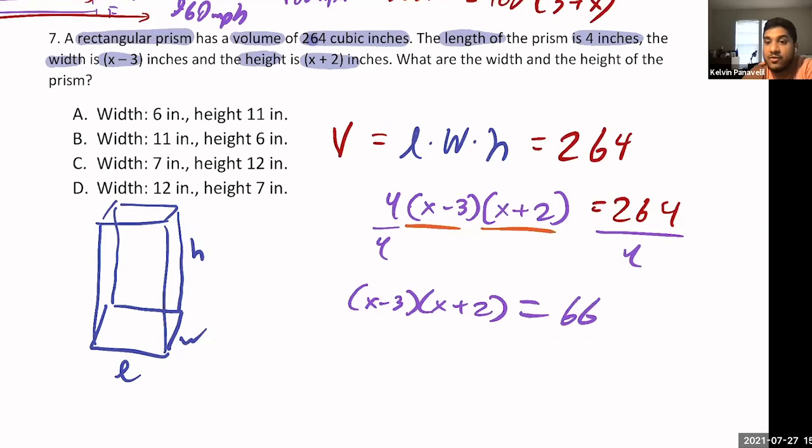Next step is going to be to FOIL that left side, right? FOIL means first, outer, inner, last, right? So first thing, x times x is going to be x squared, right? And Regina, you want to walk us through the rest of that? So it'd be what? X squared.